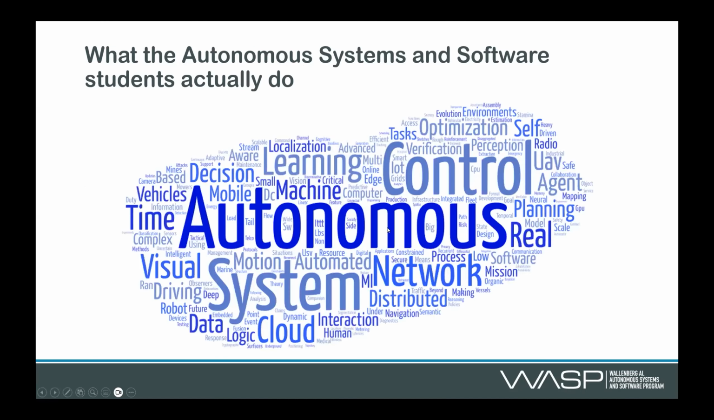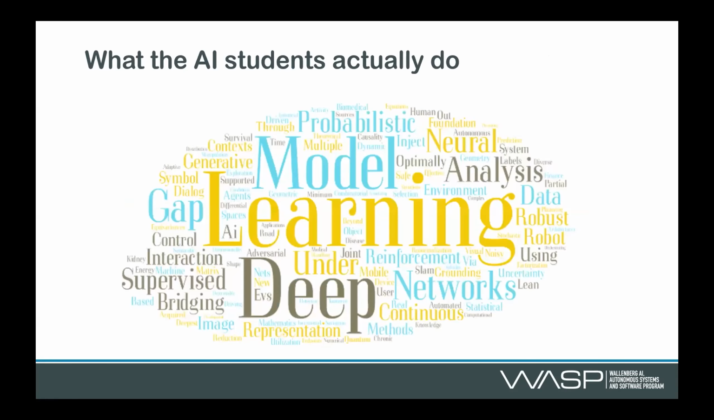So what do the autonomous systems and software students actually do? Around 7-8 years ago, I did a word cloud of the titles of all the projects in autonomous systems and software, and I got this result: autonomous control system network, but also learning and so on. And then I did the same for the AI students, what they do: model learning, deep networks, reinforcement, supervised, and so on. This was, as I said, 6-7 years ago.